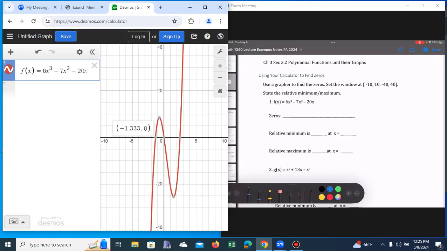So zeros: negative 1.3, then the next one 0, and then 2.5. The max is at negative 0.73, and that max has a value of 8.536. And then the min is at 1.512 and has a value of negative 25.503.